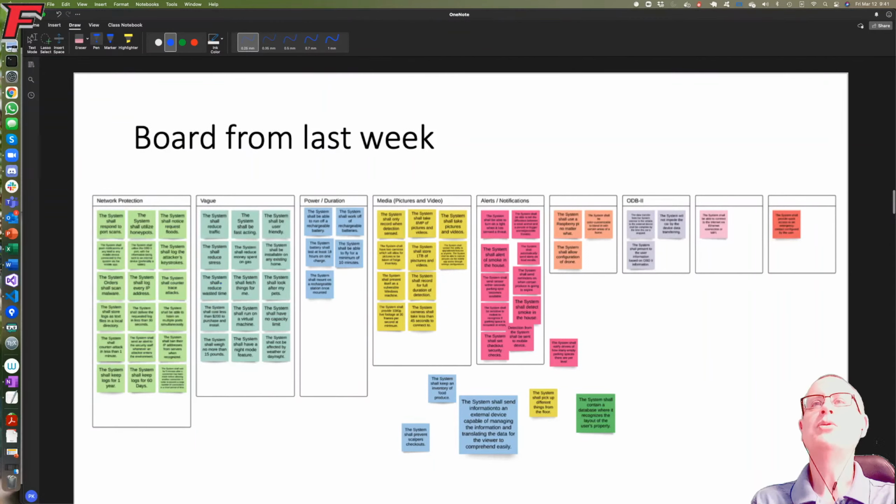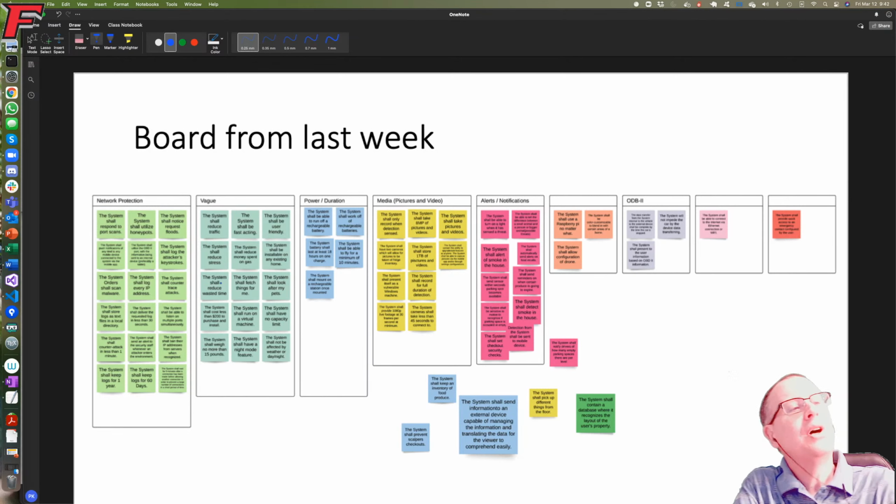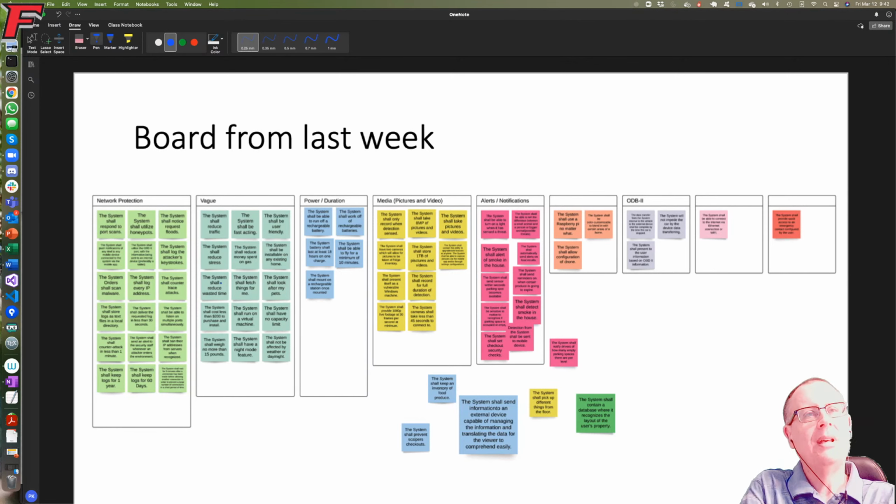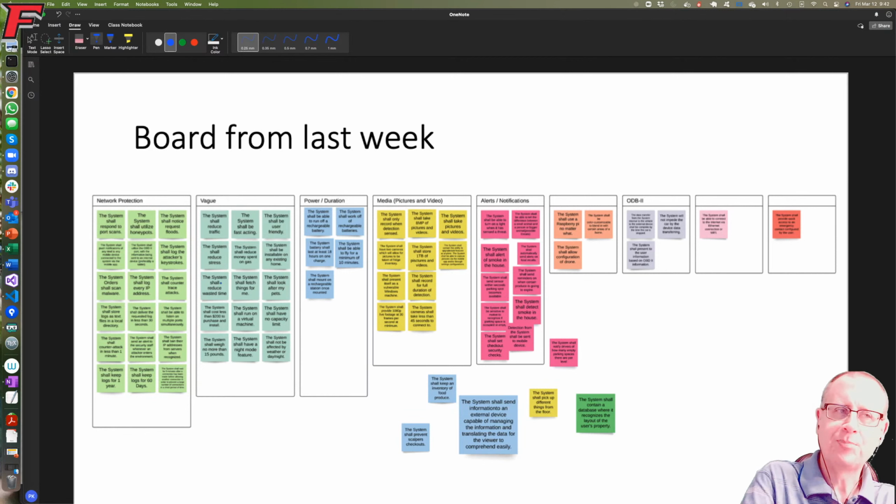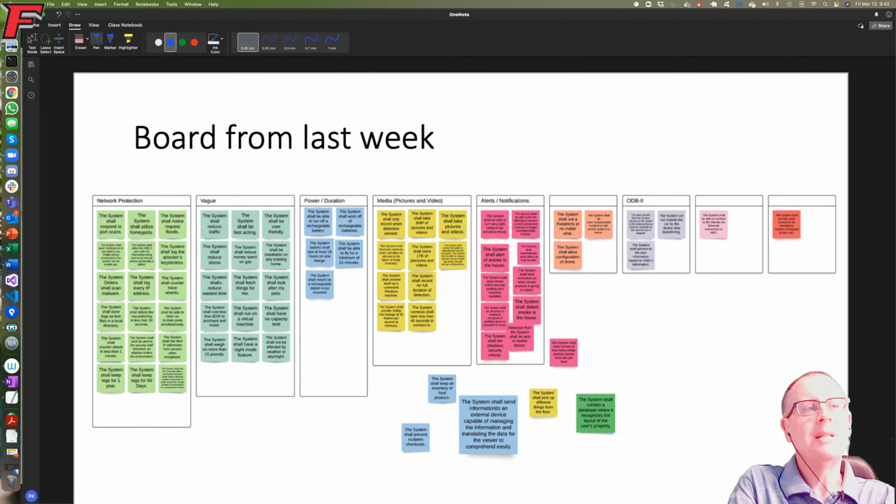So there's our board from last week, and part of the reason I do this exercise is to get everybody to understand each other's projects, right? There's lots of good ideas and different details, but still pretty good.